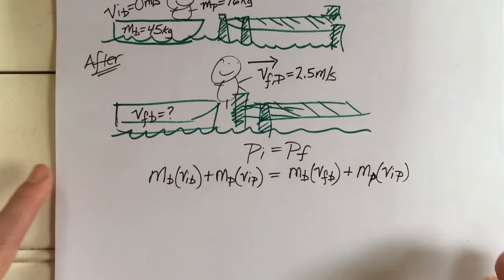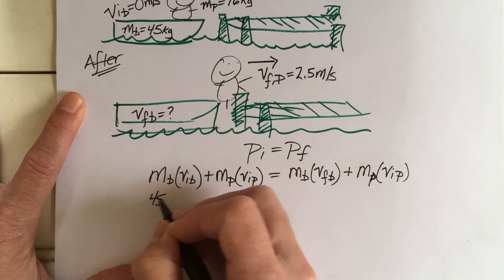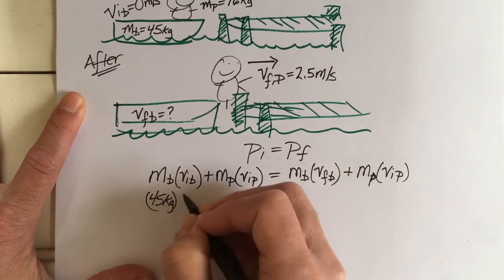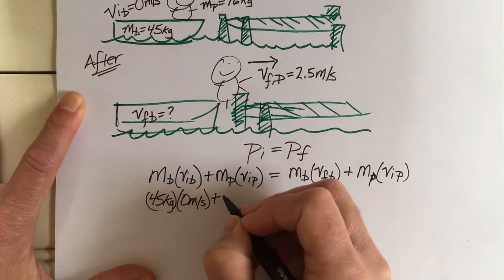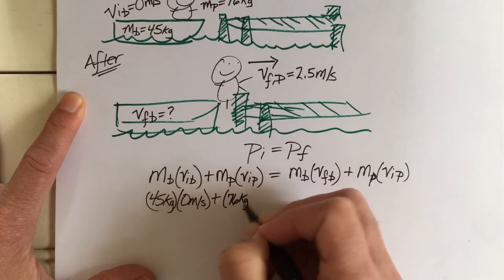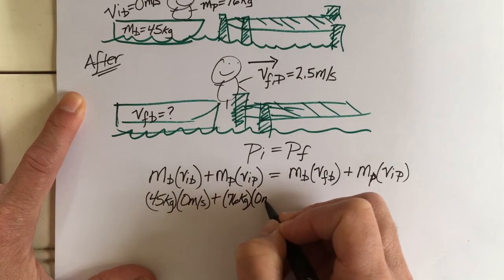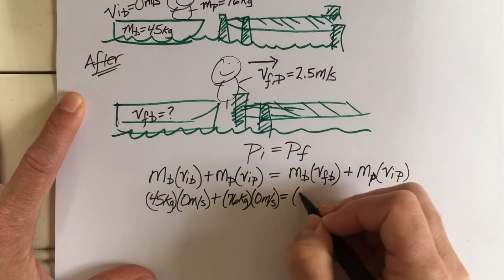All right, and we can go ahead and plug some numbers in. Mass of the boat is 45. Velocity initial of the boat is 0. Mass of the person is 76. Velocity initial of the person is 0. Mass of the boat is 45.